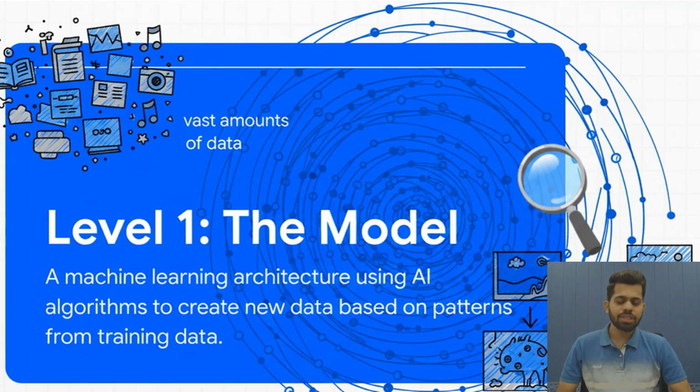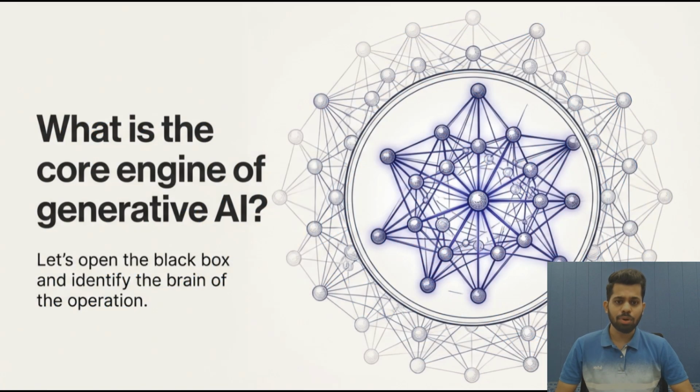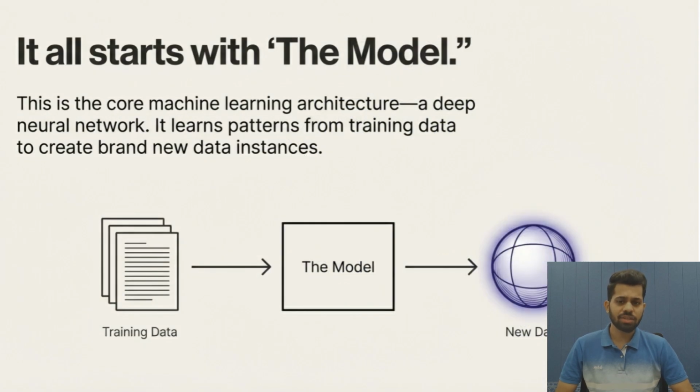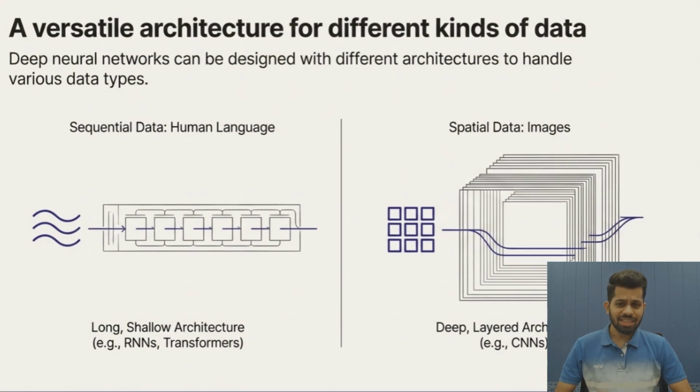This is the core machine learning architecture. At this level, we are usually dealing with deep neural networks that use AI algorithms to create brand new data instances based on the patterns they have learned from their training data. These deep neural networks are perfect for this because they can be designed with different architectures to handle different types of data, for example, sequential data, that is human language, or spatial data, that is images.